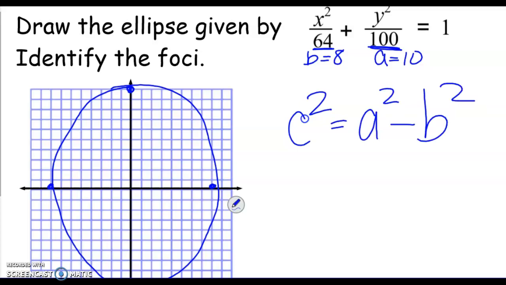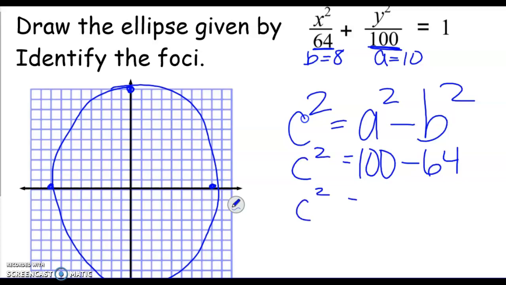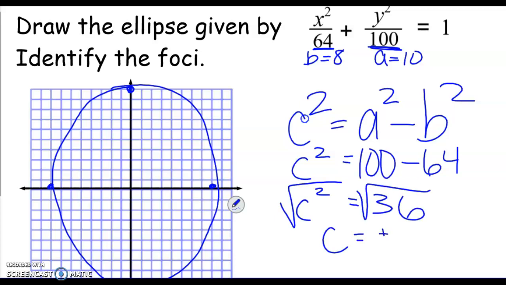So 100 minus 64 equals c squared. Okay, so c squared equals 36. Yay! That's at least nice. So c is going to be plus or minus 6. Up 1, 2, 3, 4, 5, 6. And down 6. 1, 2, 3, 4, 5, 6.